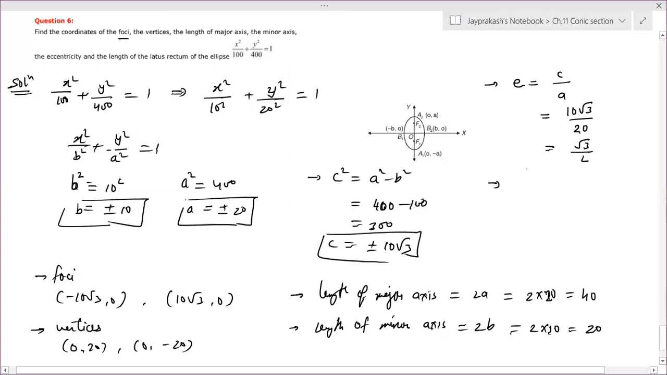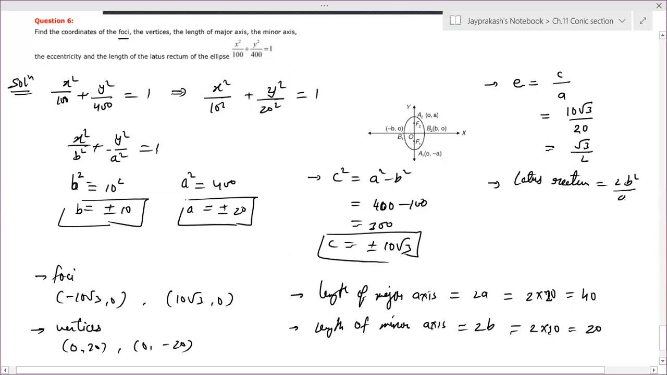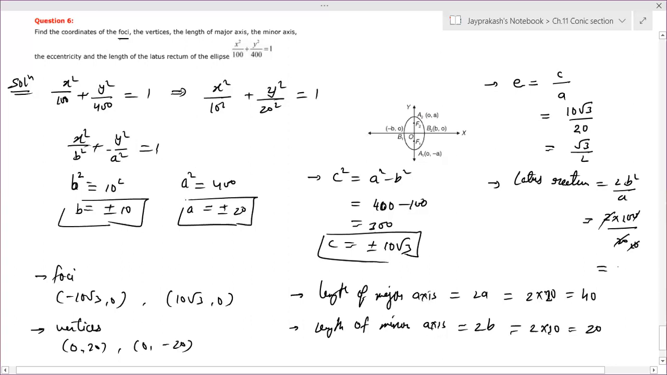And then the length of the latus rectum is equal to 2b square by a. So 2 into 100 by 20, which is 10. So the length of the latus rectum is 10 units.